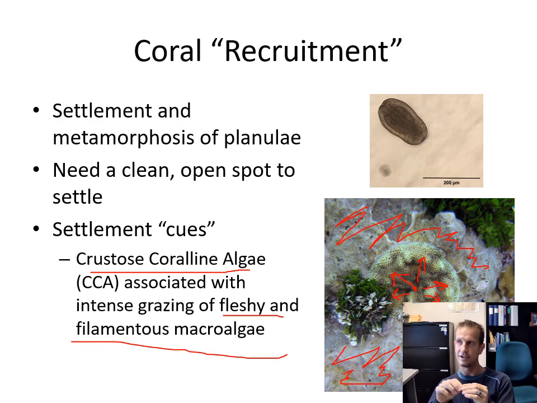Oftentimes in the early stages of colonial growth, there will be what they call an encrusting form, where the polyps spread out like a drop of oil spreading out on the water, and they'll try to fill up as much space side to side as they can. Once they start to run out of space, that's when they might start growing up or creating branches and stuff. So the pattern of growth of the newly forming coral colony varies and adapts to the situation.